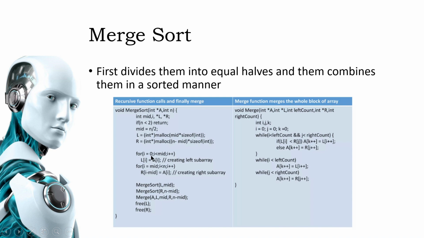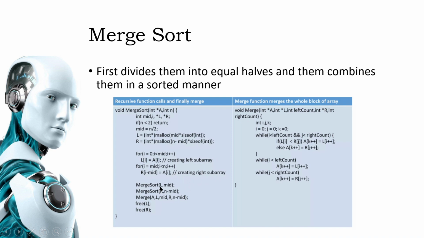Next, for i equal to 0, i less than mid, i plus plus. Until the mid comes, I have to place the elements in the left subarray, and after the mid part, until I get to the end of the array, I have to place them in the right subarray. So we are creating the left subarray and the right subarray.